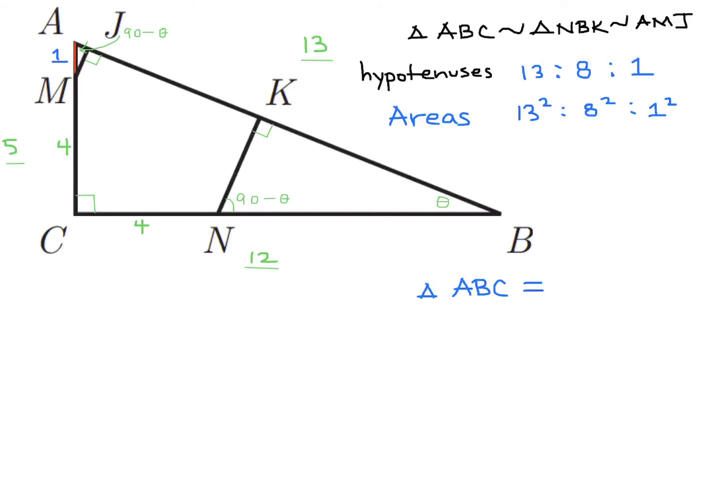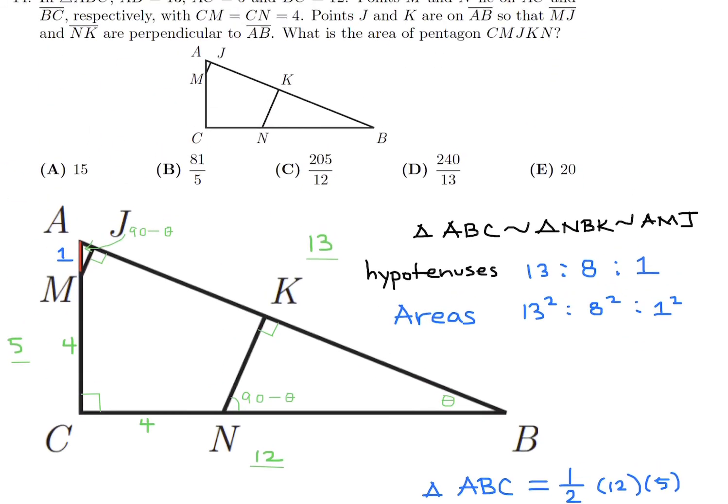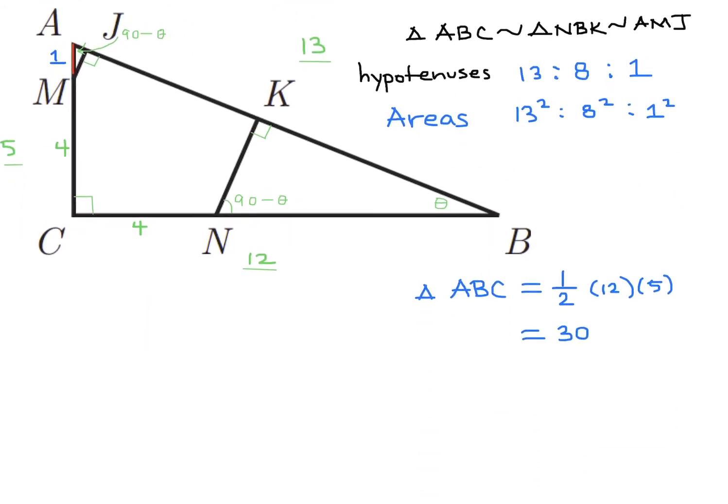Triangle ABC is basically 1/2 base times height. The base is 12 and the height is 5. So this is 12 divided by 2, which is 6. 6 times 5 is 30. So 30 is the area of ABC. Now the area of the shape that they want is CMJKN. So they want this one. That guy right there.